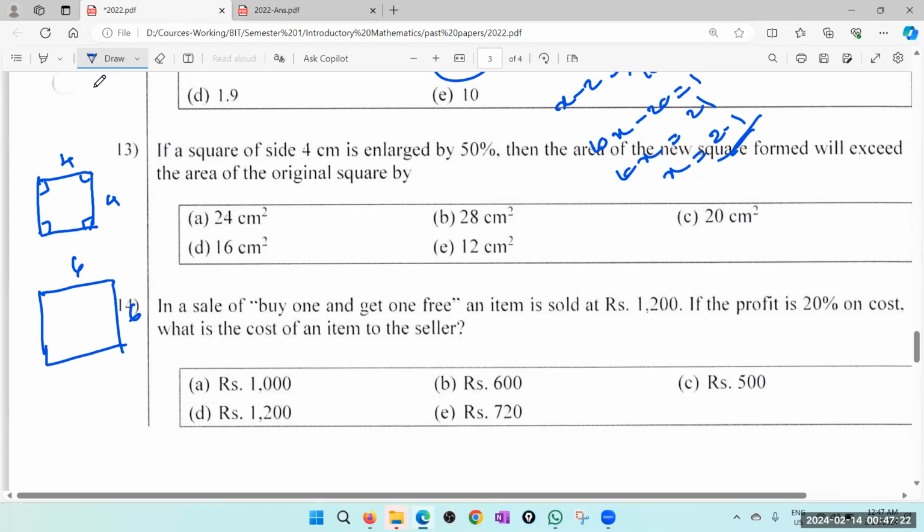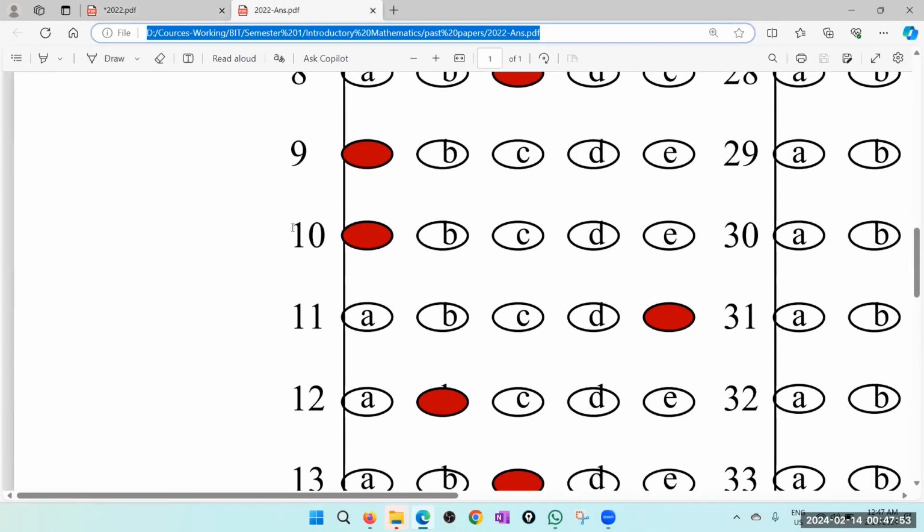Of course, the area will not be a 50% increase, because 4 into 4 is 16 and 6 into 6 is 36. Of course, 16 and 36 are different. Then the area of the new square formed will exceed the area of the original square by. Okay. Yes, so the original square is 16, the new square is 36. So therefore the difference is 36 minus 16. That is 20 square centimeters. The answer is C.